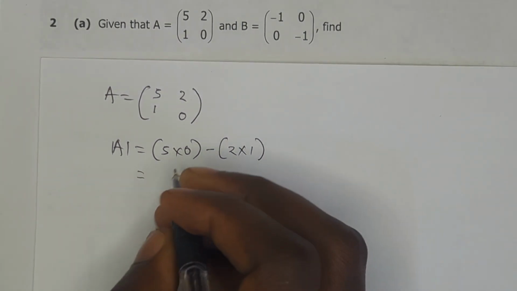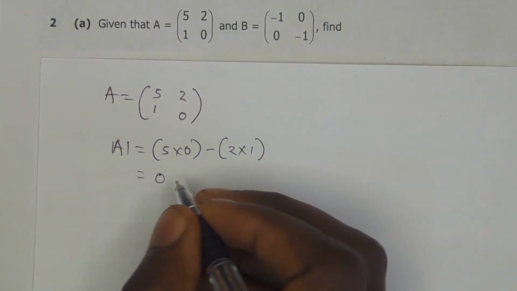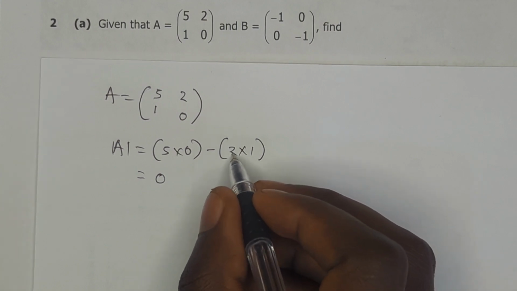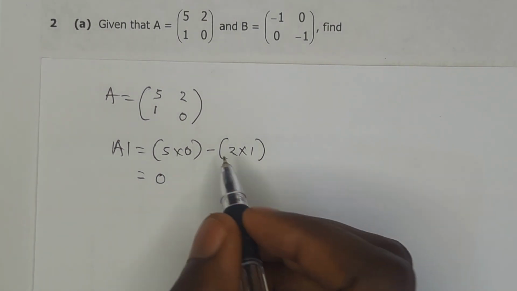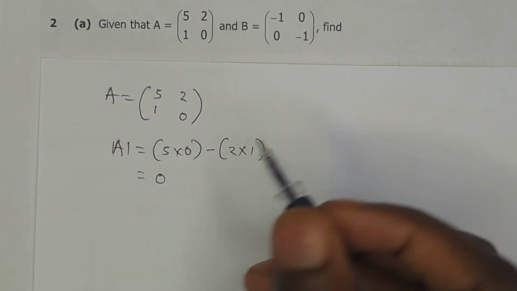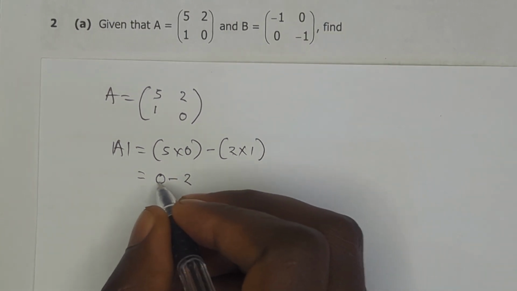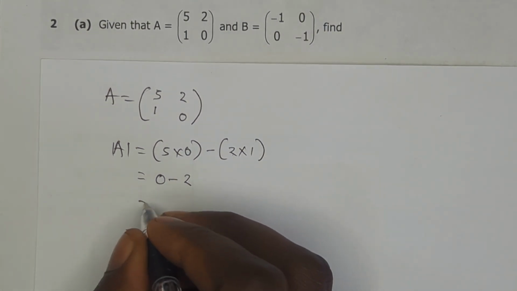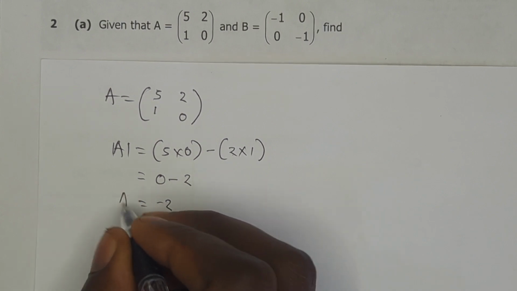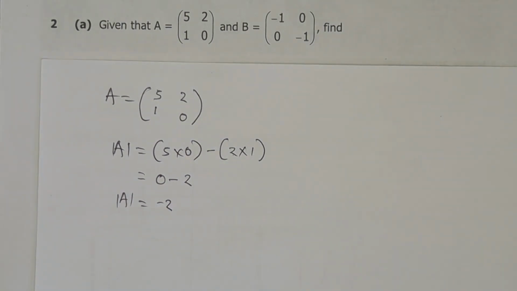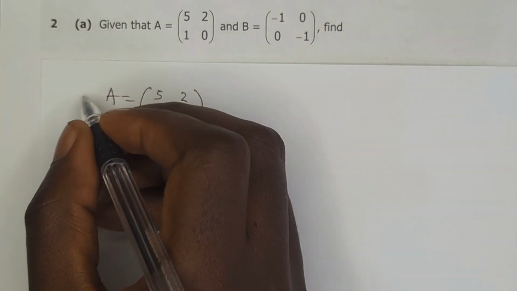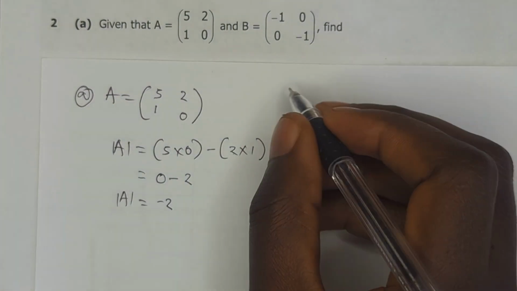So 5 multiplied by 0, this is 0. 2 multiplied by 1, it will give us a 2. So here we have a minus, we maintain the sign. 0 minus 2, this will be -2. So this becomes the determinant. Now that we have the determinant, we can proceed to find the inverse of A.